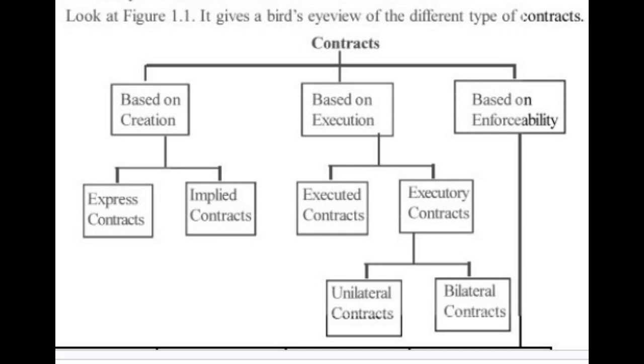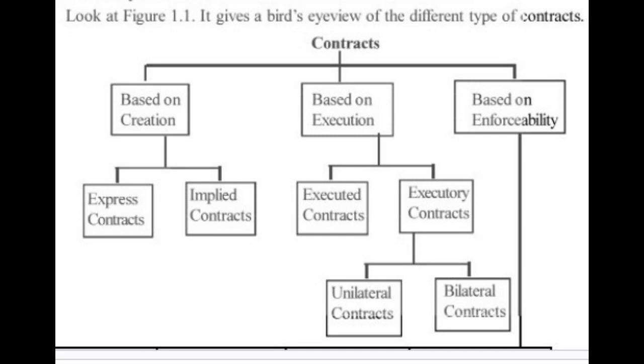1.7 Essentials of a valid contract. You have learnt that an agreement enforceable by law is a contract. An agreement in order to be enforceable must have certain essential elements. According to Section 10, all agreements are contracts if they are made by the free consent of the parties competent to contract, for a lawful consideration and with a lawful object, and are not hereby expressly declared to be void. Thus, an agreement becomes a valid contract if it has the following elements.